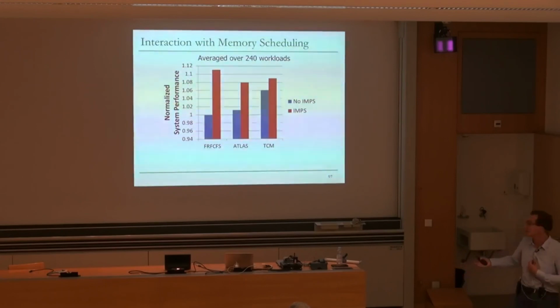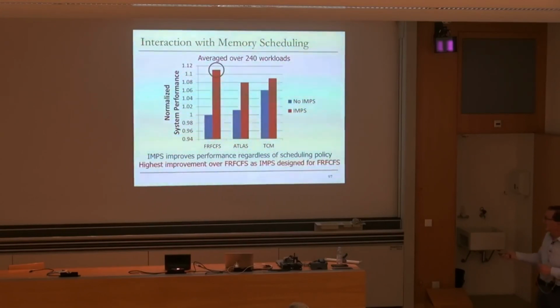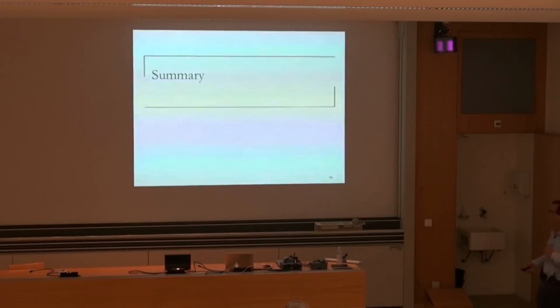Maybe you would categorize the applications differently, right? Because there's already categorization that's happening in Atlas and TCM that we're also doing in IMPs and memory channel partitioning. So basically the takeaway over here is that it improves performance regardless of the scheduling policy. And you get higher performance improvement over FRFCFS as it's designed for FRFCFS. So maybe future work can design partitioning mechanisms being aware of the underlying memory scheduling policy.